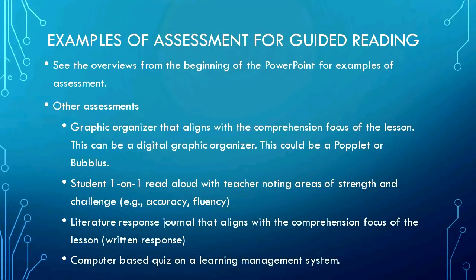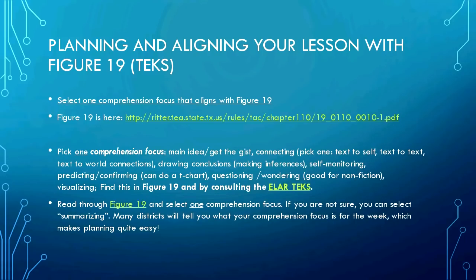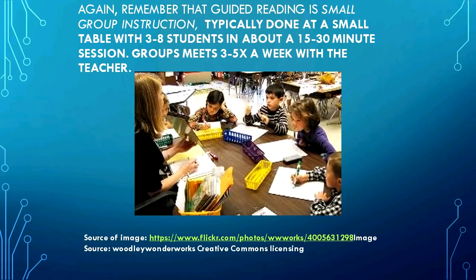They could also write in a journal. So let's say you're doing making connections. You could have students write and list maybe 5 text-to-self connections they made after reading during guided reading group. They can do the assessment back at their seats. So even though they're coming to you for guided reading, the assessment part doesn't have to take place at the table.